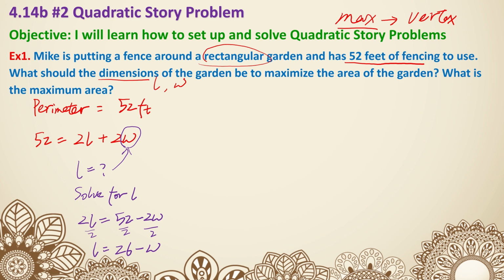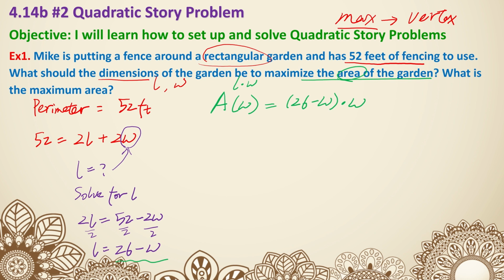Now I can set up the function to represent the area, because that is what we're trying to maximize. It's going to be a function of the width, so it's A of w. In order to calculate the area, it is length times width. We have to represent the length using the width. So it's 26 minus w times w. That is how we calculate the area.